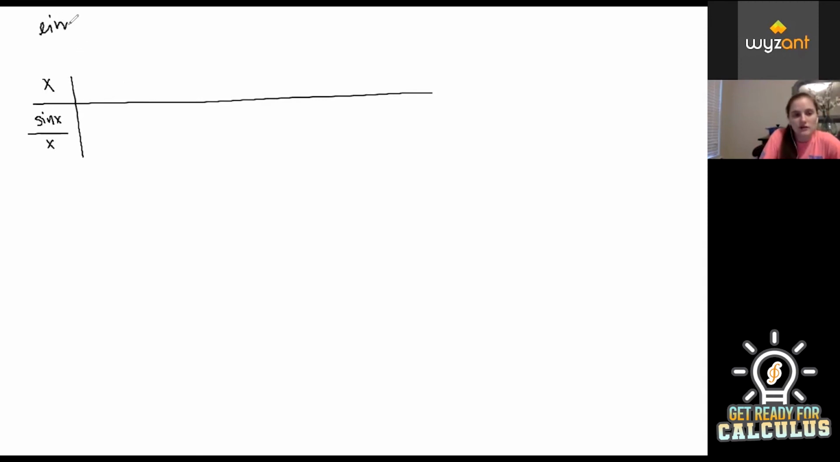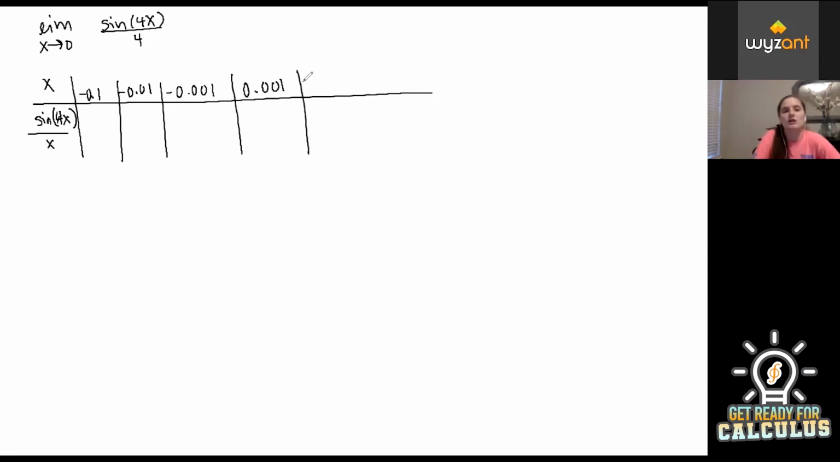This is if I was trying to find the limit as x goes to 0 of sine, and let's actually, instead of sine of x, let's do sine of 4x over x. So because I want to go to 0, I want to pick numbers that are really close to 0. So maybe I could put negative 0.001, negative 0.01, and negative 0.1. And then on the other side, you'd have just the positive versions. So you just want to get increasingly closer as you come in this way.